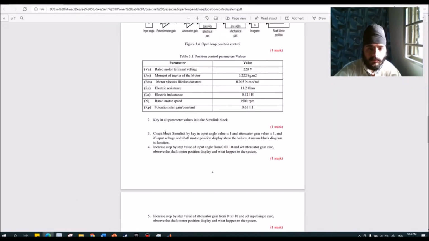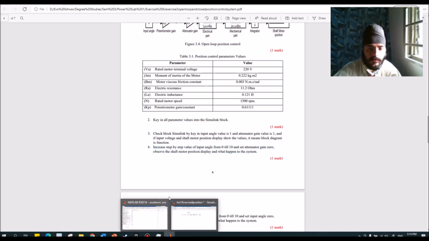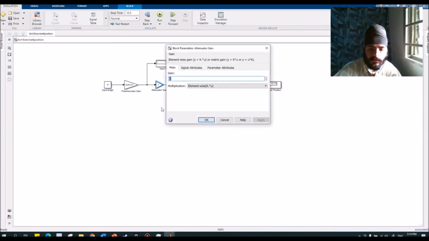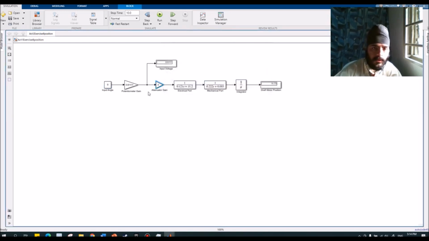Now the next step would be to increase, step by step, the value of input angle from 0 until 10 and set attenuator gain 0. Observe the shaft motor position display and what happens to the system. Alright, so what we need to do is increase this input angle over here from 0 up until 10, while the attenuator gain is constant at 0. We're just going to see what happens to the input voltage and the shaft motor position.